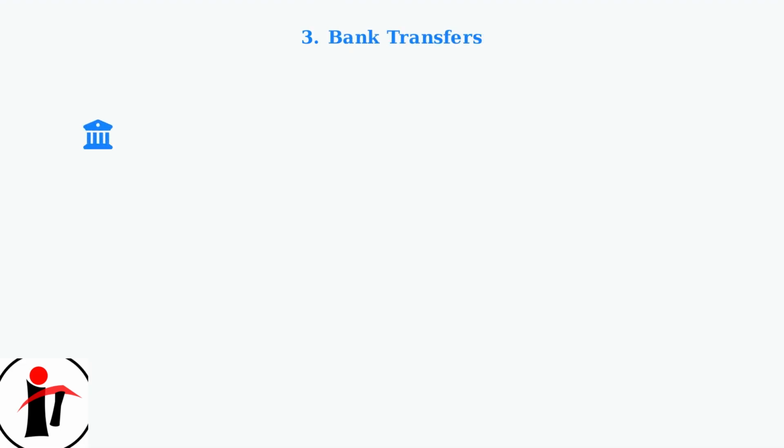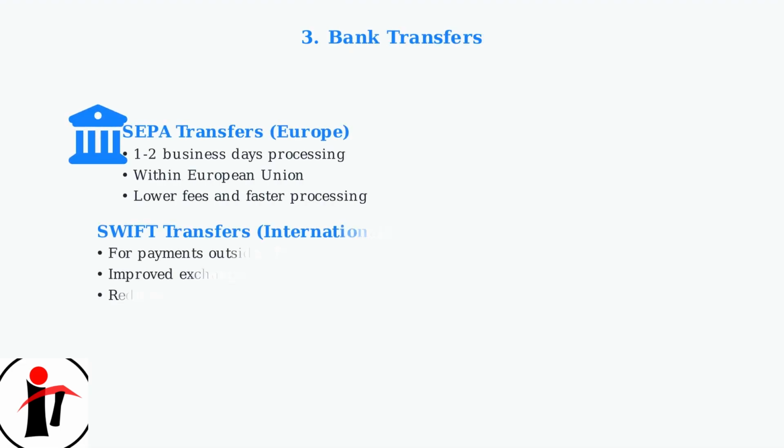Bank transfers come in two main types. SEPA transfers work within Europe and typically process within 1 to 2 business days. SWIFT transfers handle international payments outside the SEPA zone, with improved exchange rate transparency and reduced processing times.